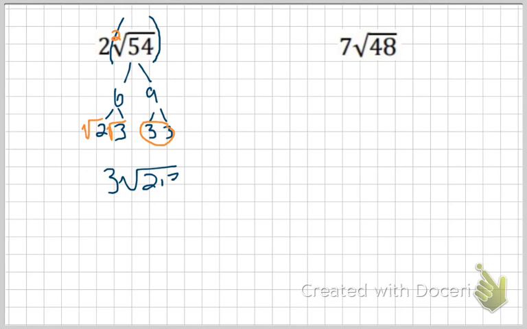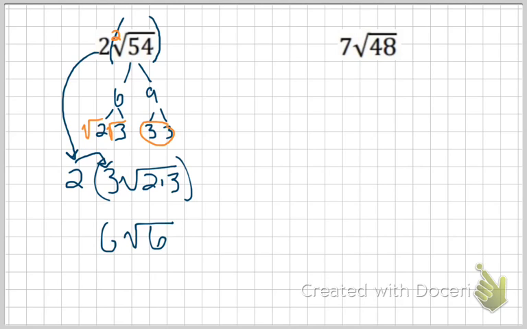So that means 2 times 3. But then we need to pay attention that there was a 2 in the very beginning. So then finally we have 2 times 3 we can multiply inside the radical, which is 6. And we're allowed to multiply 2 times this 3, which also gives us a 6. So we have 6 square root of 6 as our simplified form.